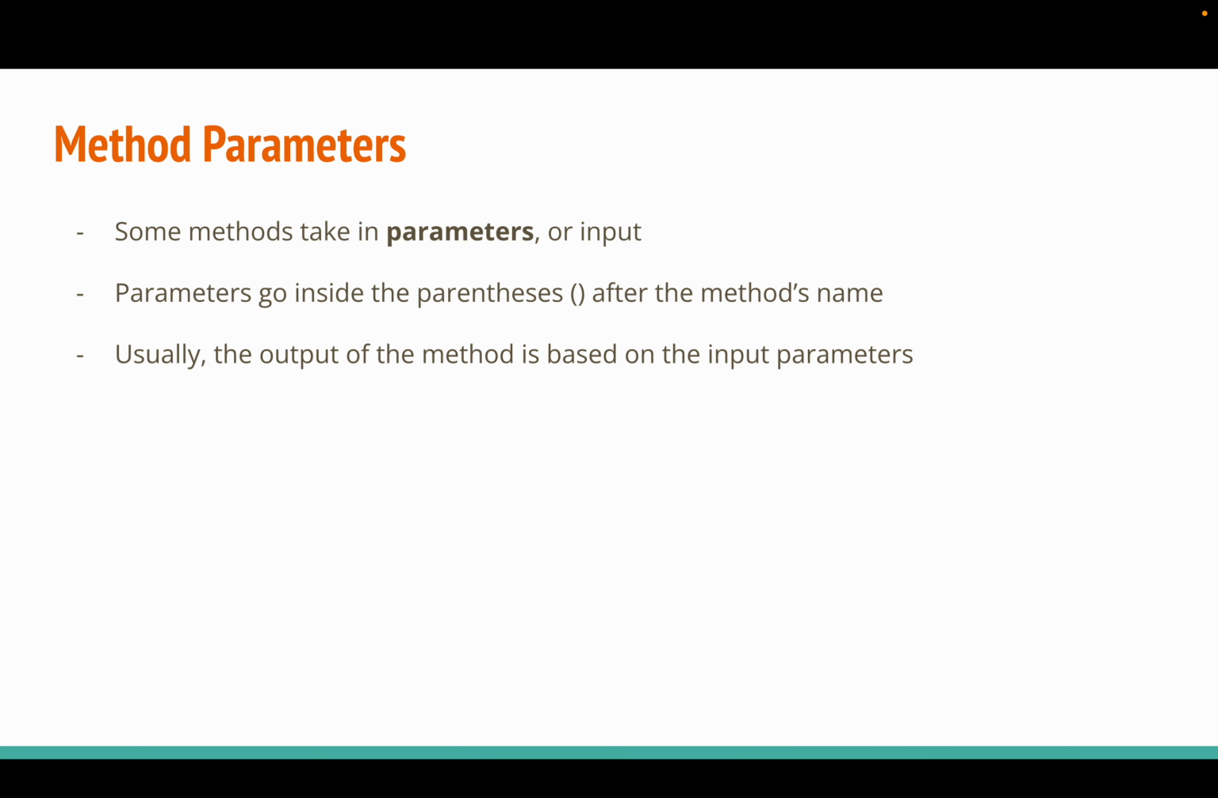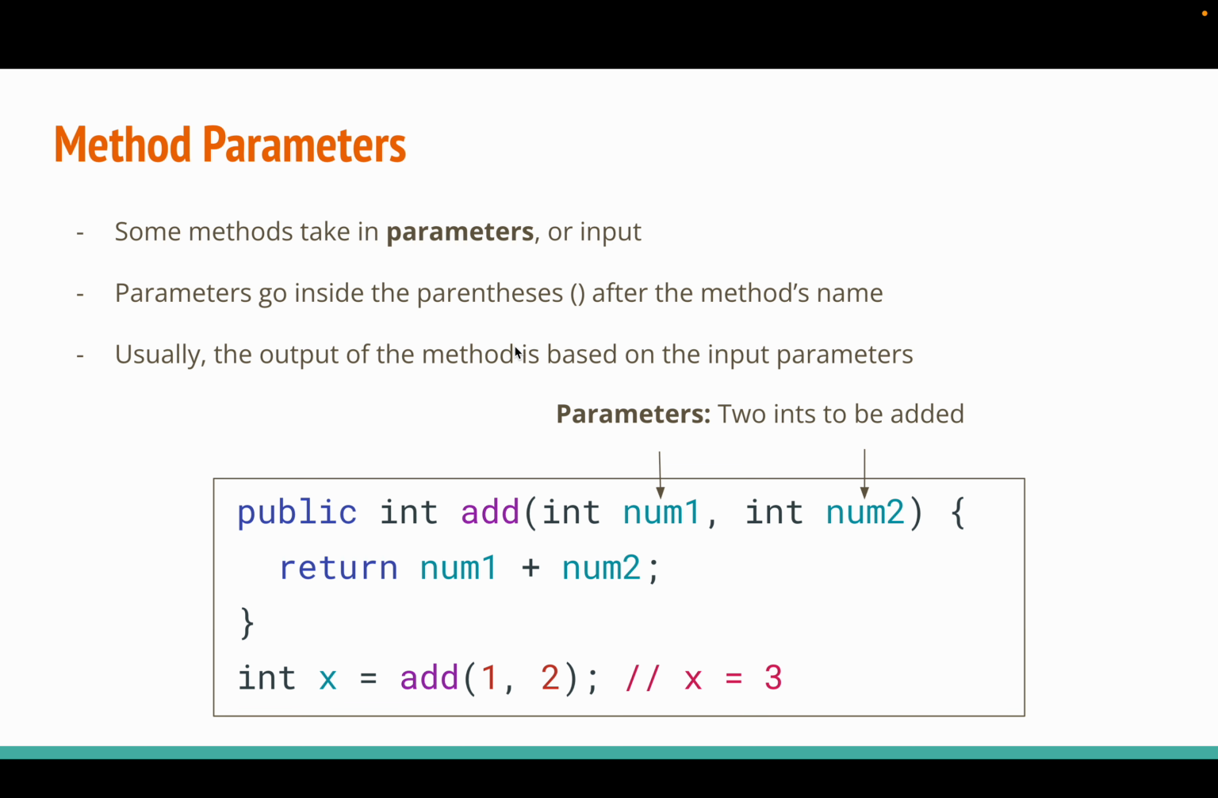Next, let's talk about method parameters. Some methods take in parameters, or input. Parameters usually go inside the parentheses after the method's name, and usually the output of the method is based on the input parameters. For example, in public int add(int num1, int num2), they'll just return num1 plus num2. So if we say int x equals add(1, 2), x is going to be equal to 3. And here are the two parameters right here. Depending on what we put in, it's going to return a different value.